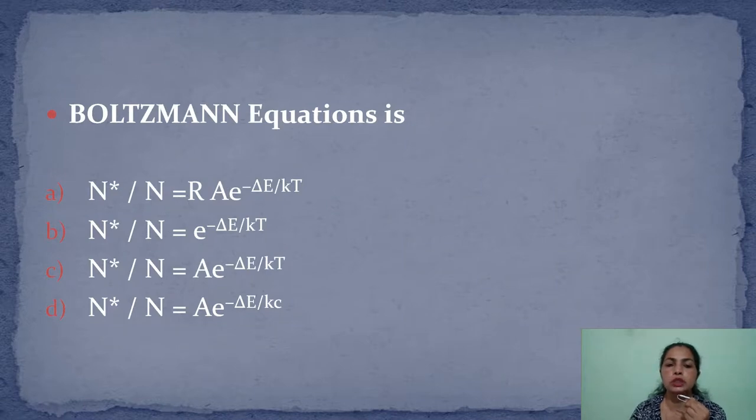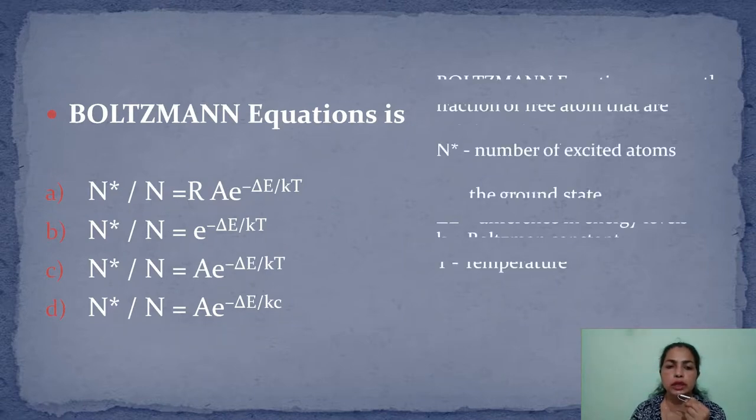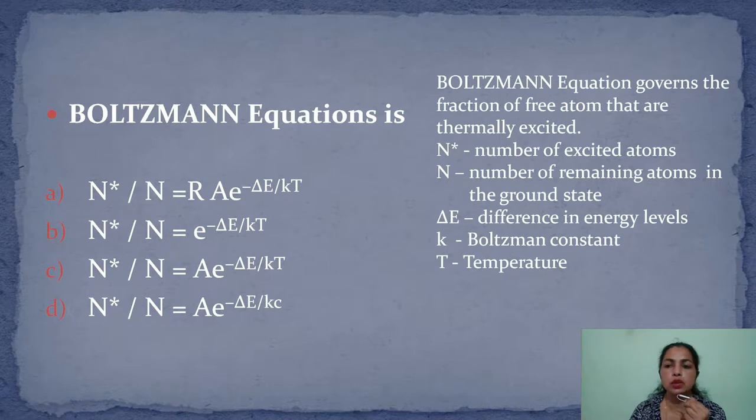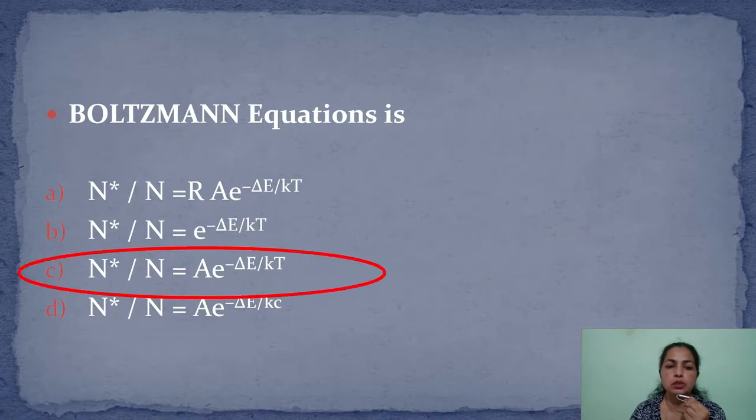Then the next one is Boltzmann equation. Which one is the correct Boltzmann equation? First of all, we will see what is Boltzmann equation. It helps to govern the fraction of free atoms that are thermally excited. In this equation, n star is the number of excited atoms, n is the number of remaining atoms in the ground state, delta E is the difference in energy levels from ground state to excited state, K is the Boltzmann constant and T is temperature. So the correct equation is option number 3.